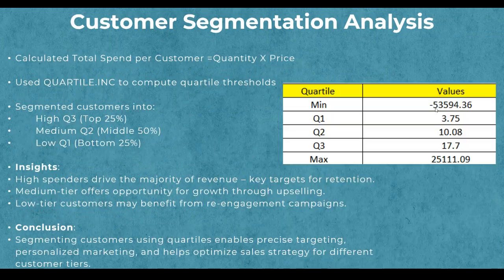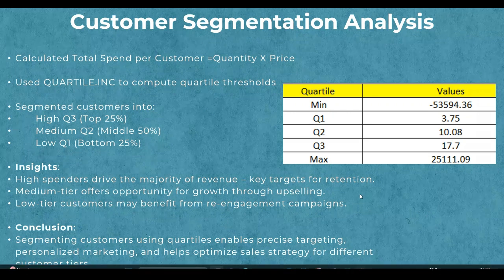Now let's go to the next slide, customer segmentation analysis. Again, for total spending I calculate quantity multiplied by price, and I have used QUARTILE.INC to compute the quartile thresholds. I have categorized customers into three types: high, medium, and low, which are the top 25%, middle 50%, and bottom 25%. I'll show you how I calculated it in the Excel.